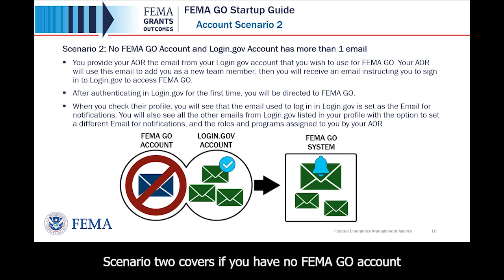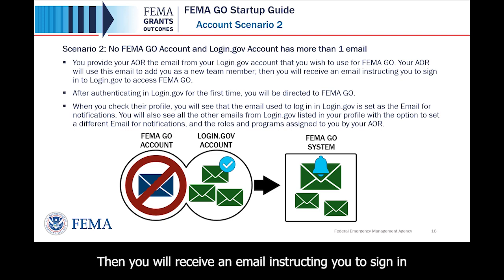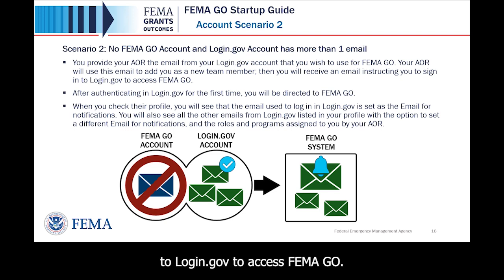Scenario 2 covers if you have no FEMA Go account and you have a login.gov account with more than one email address. In this case, you will provide your AOR the email from your login.gov account that you wish to use for FEMA Go. Your AOR will use this email to add you as a new team member. Then you will receive an email instructing you to sign into login.gov to access FEMA Go. After authenticating in login.gov for the first time, you will be directed to FEMA Go.